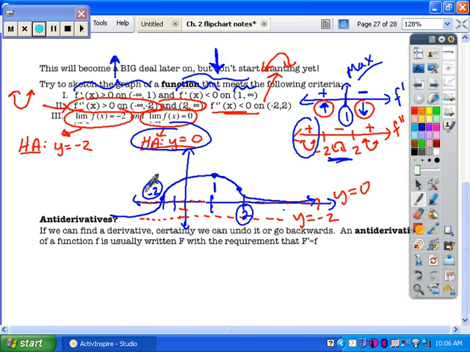This is how it all ties together. All those characteristics tie together to be able to describe the actual graph itself.